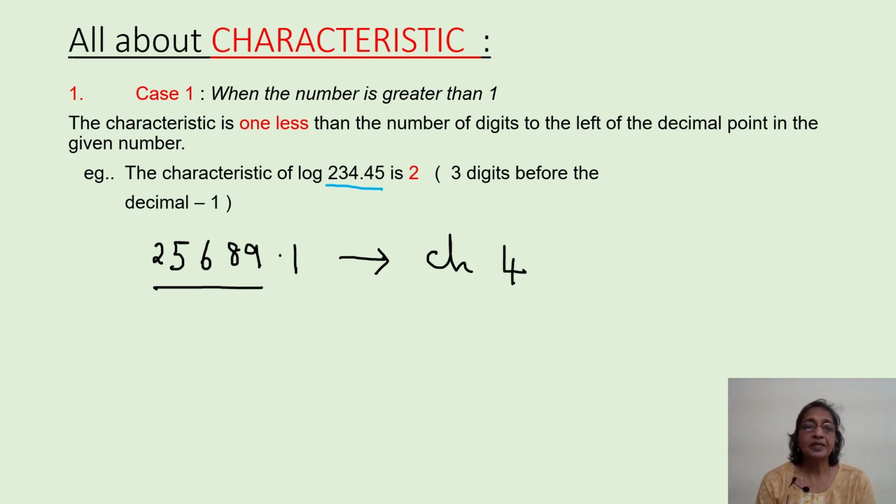Take another example. I have 1.425. I have got just one single digit to the left of the decimal. So in this case, the characteristic is going to be 1 less, that is 0. All right. So whenever you are looking at a number whose log you need to find, the first thing you need to do is find what is the characteristic.